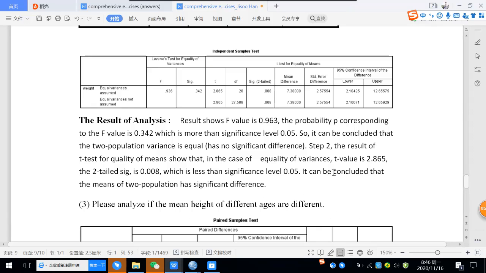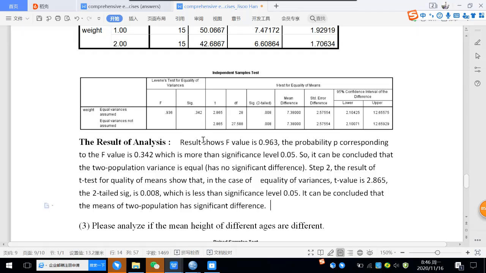Step 2, the result of t-test for equality of means, in the case of equality of variance. In the case of equality of variance, t-value is 2. The two-tailed significance is less than 0.05, I can conclude that yes, correct. And this question 2 is correct. Okay, good. Jisoo did a good job.